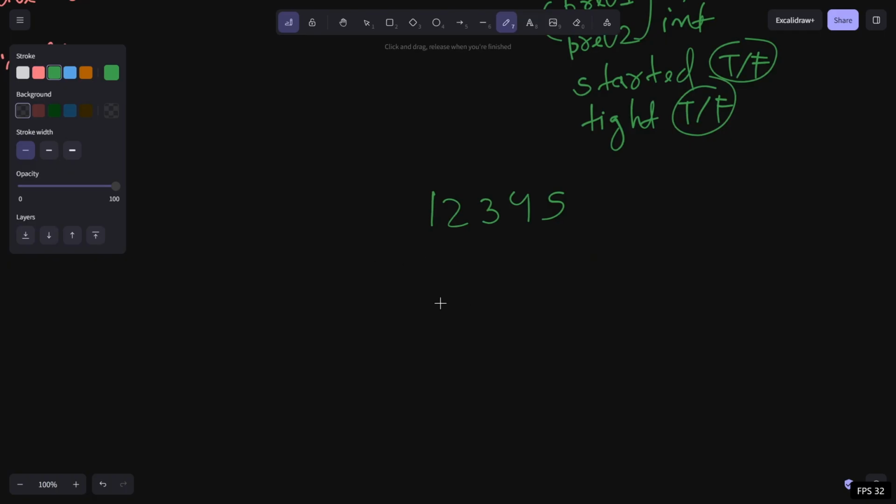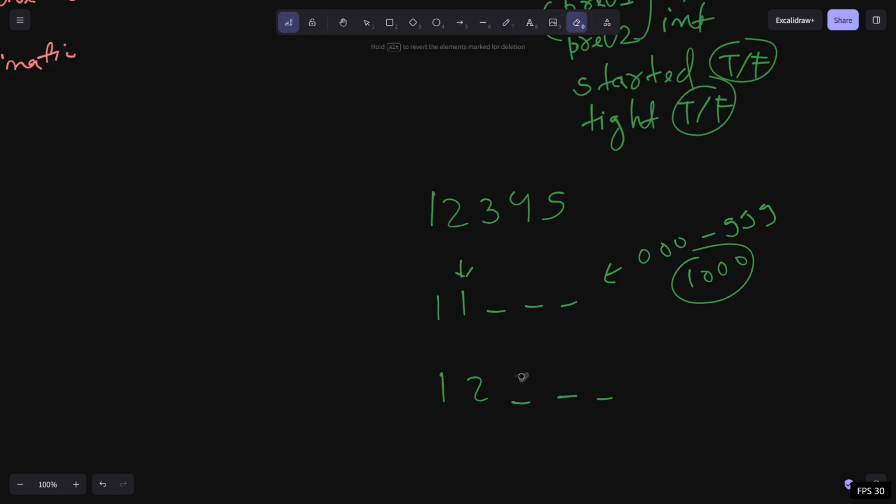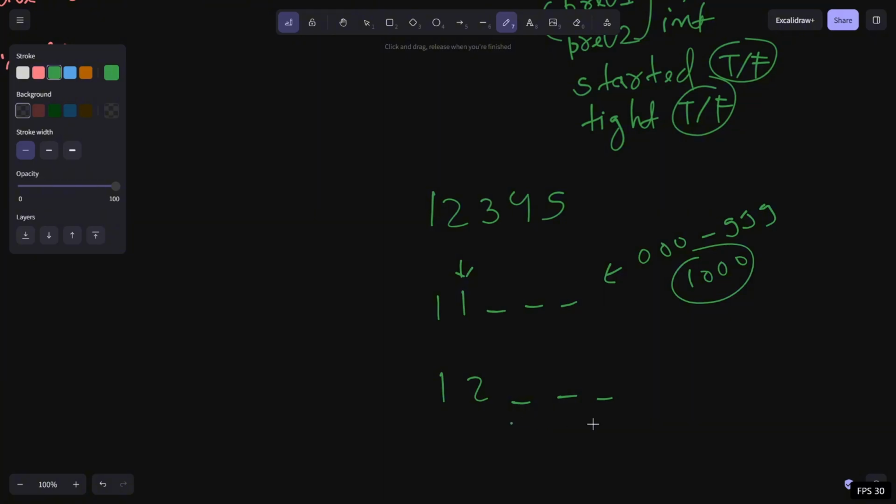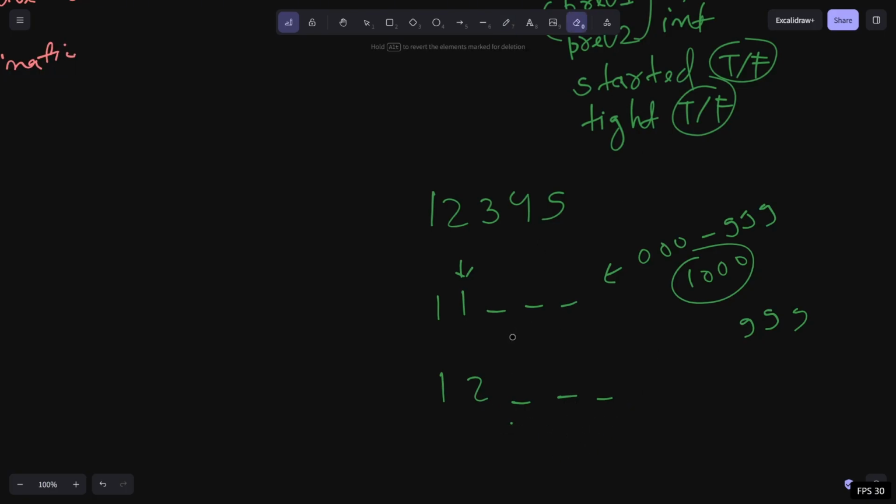What do I mean by being in a tight bound or not? Suppose we have something like 1 1 and we are at the current index. How many combinations can this number take? It can take combinations from 000 to 999, nearly 1,000 combinations. But if we are at number 1 2, how many combinations can these digits take? They have three digits, but they cannot take 999 because we have exceeded the limit. We can't go further than 345, so we can't go to 400. We are constrained at 345. So we have to tell whether it is tight or not.